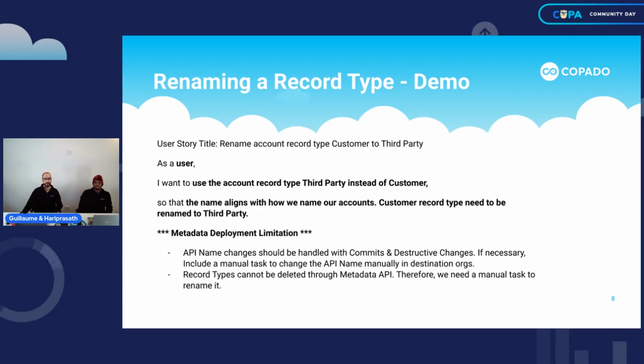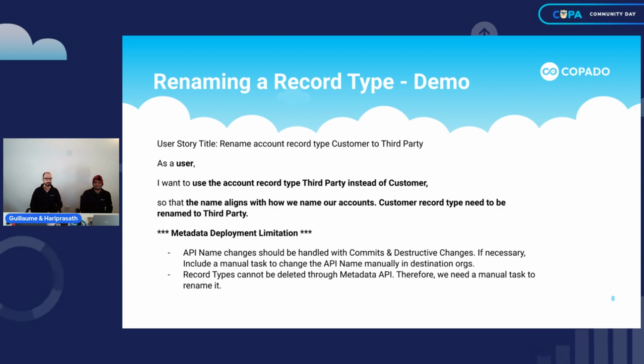So let's switch. We'll talk about what we are going to do. This is the first demo that we are going to do, renaming a record type. Why is it really important? Why is renaming a record type a big question as a demo? It's renaming and also deleting. Part of it can be used to delete a record type.